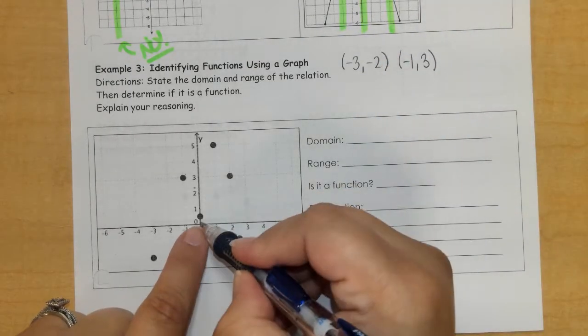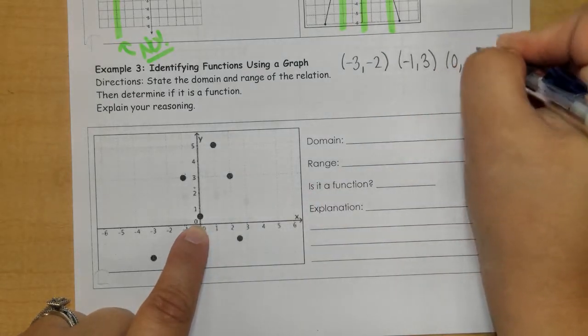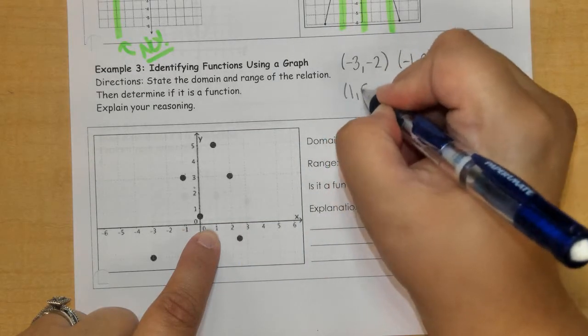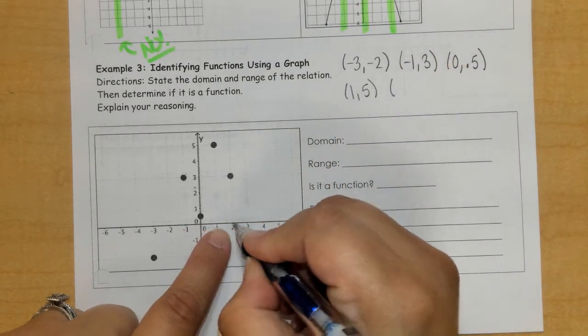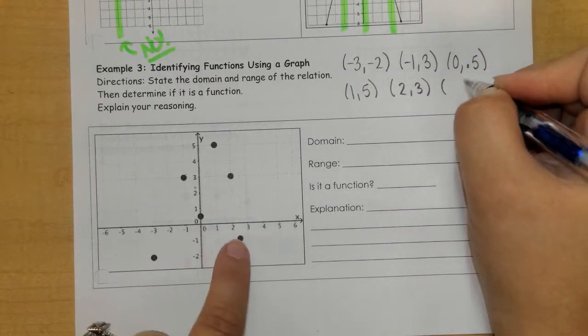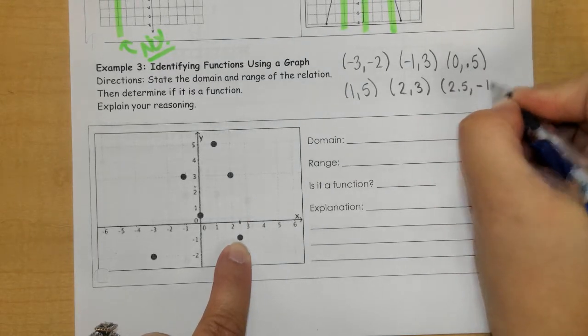And then this one would be 0, but you go up a half, so (0, 0.5). Then over 1 up 5, so (1, 5). Over 2 up 3, so (2, 3). And lastly, we have 2.5, and then they went down 1, so (2.5, -1).